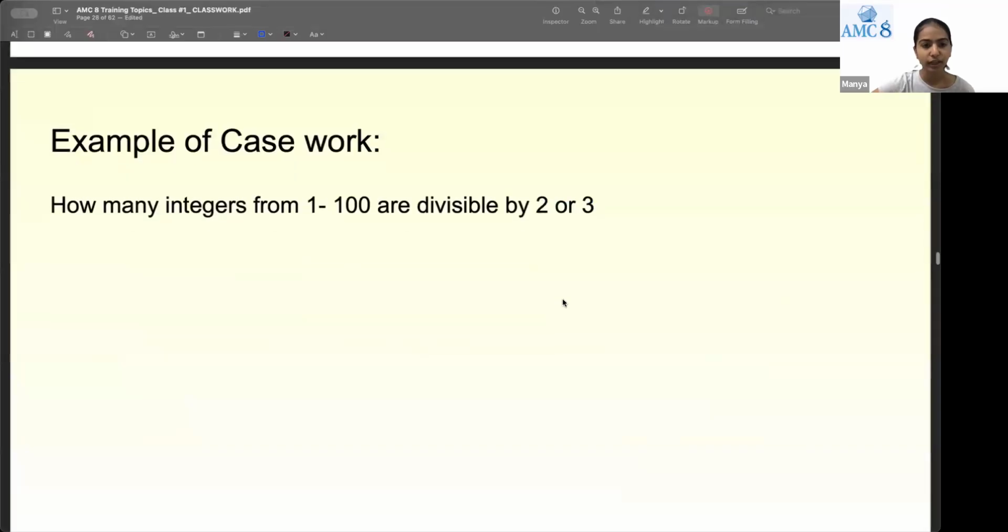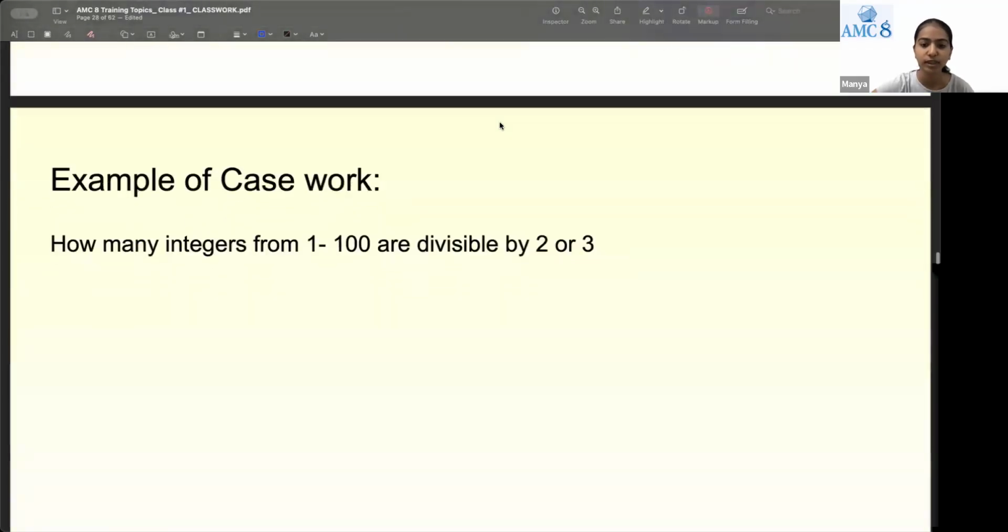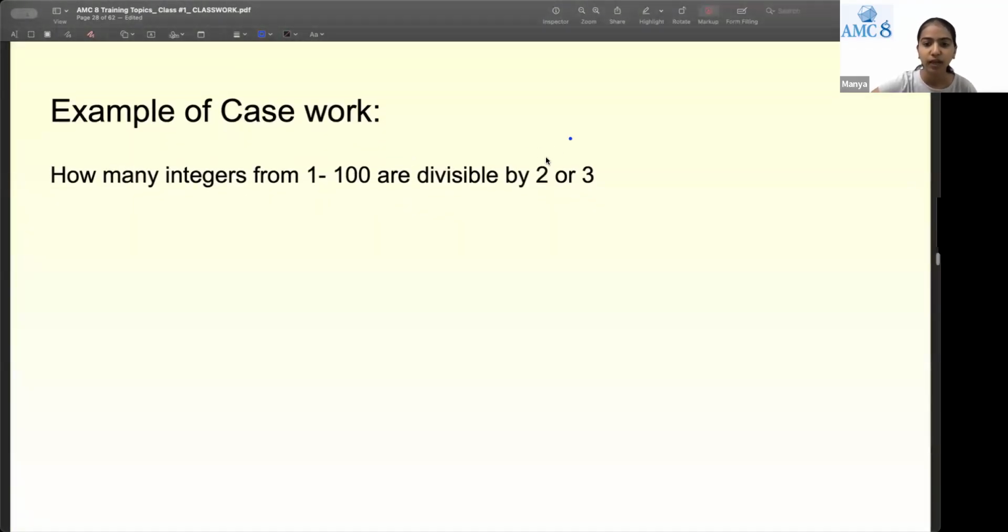Okay, so here's another example of casework. How many integers from 1 to 100 are divisible by either 2 or 3? So once again, we know that there's 50 integers that are even. If it has to be divisible by 2, it has to be even, and so there's 50 numbers like that. By 3, on the other hand, how many integers from 1 to 100 are multiples of 3? This would be 100 divided by 3, which is equal to 33 approximately, without the remainder. So this is 33.